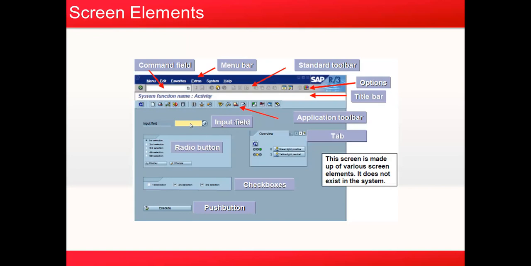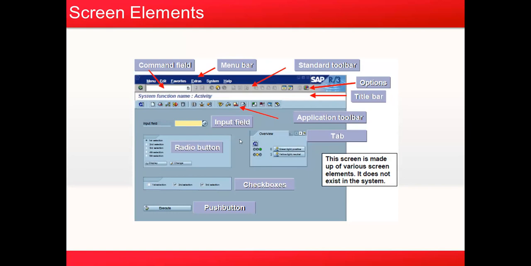Input field, this is where you specify something to input. Then here you can see there are different tabs. These are the radio buttons. You can see there are check boxes here. There are push buttons here. So this screen is made up of various screen elements. It doesn't exist in the system as such. Basically the different components have come together and it's presented as a complete screen. So these are the different screen elements you can see.